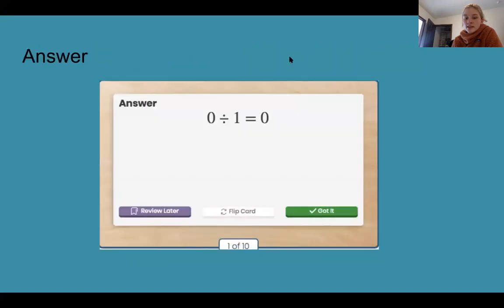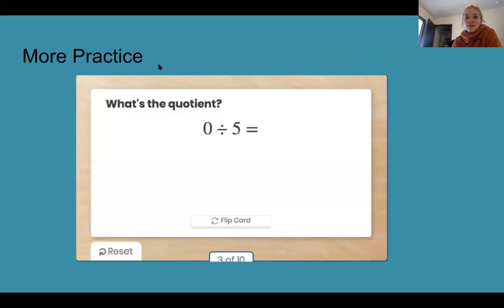So let's do some practice. Sorry, 0 divided by 1 is 0. What about 0 divided by 5? What would the quotient be? Yes, our answer would be 0.